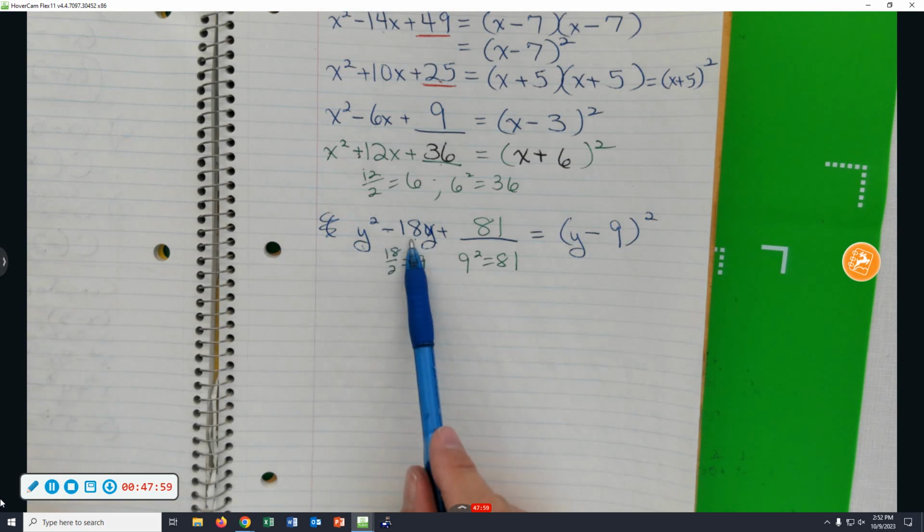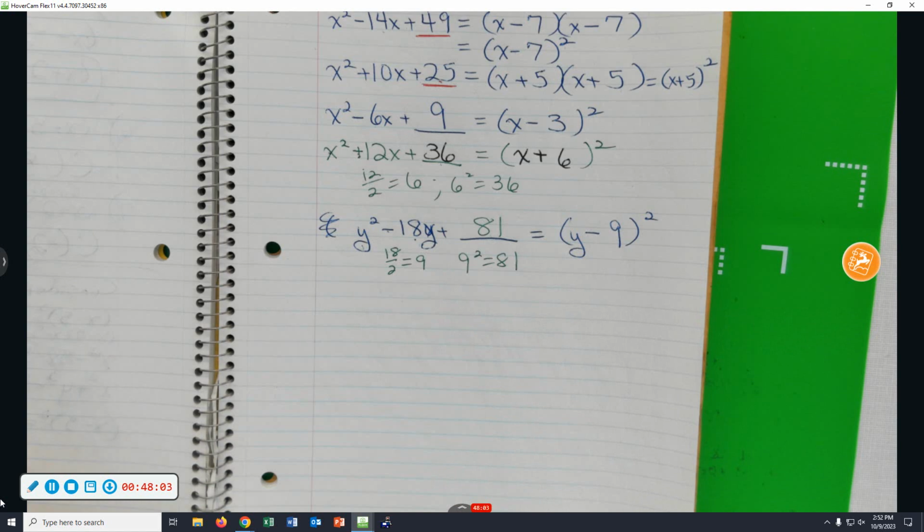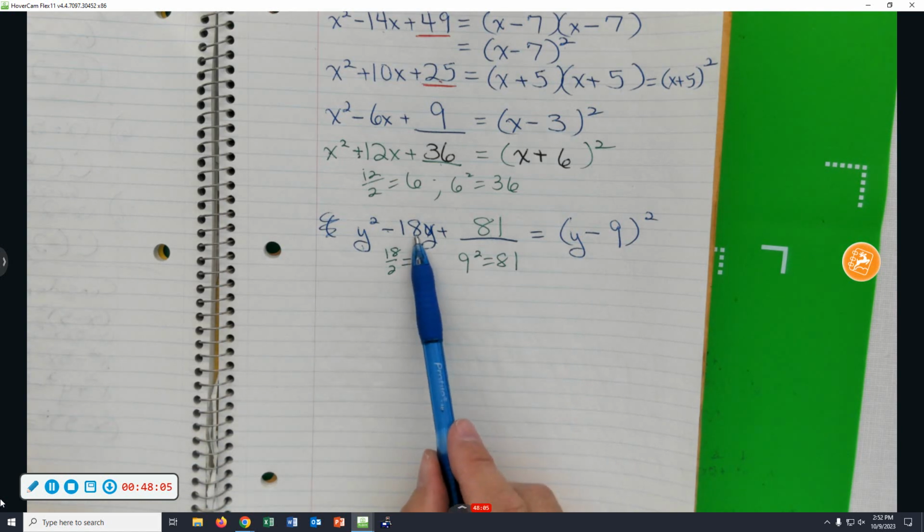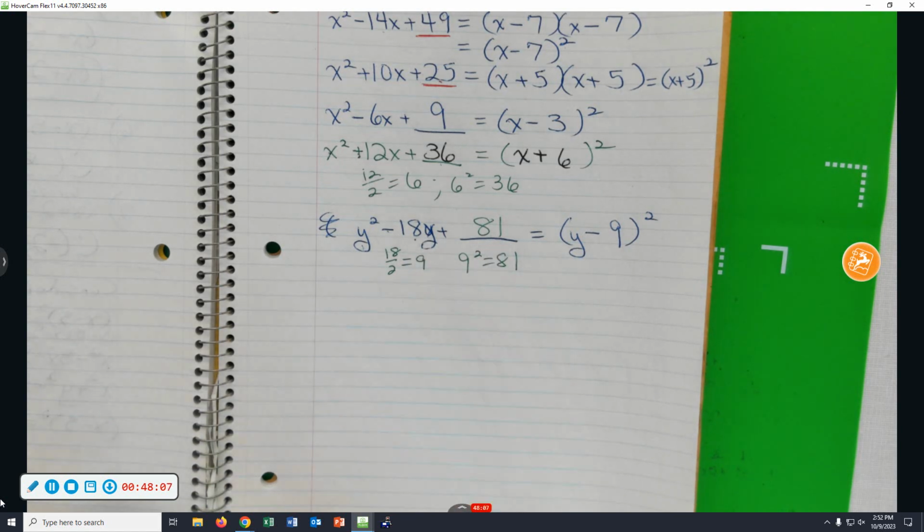You take half of that coefficient of the unsquared variable and then square it. Half of 18 is 9. 9 squared is 81.